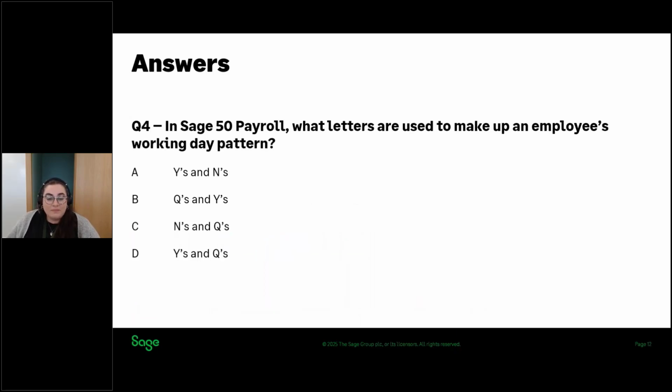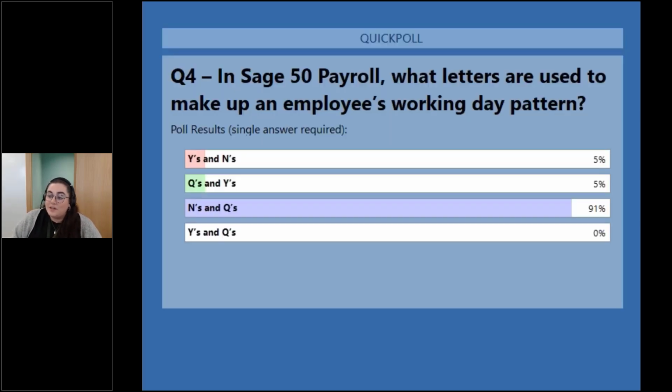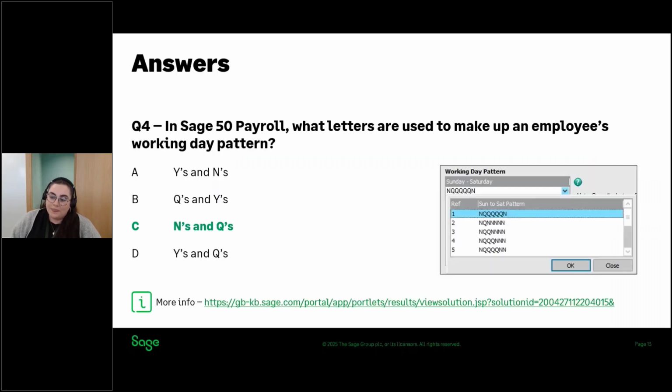And question number 4, in Sage 50 Payroll, what letters are used to make up an employee's working day pattern? 91% of you have said N's and Q's. Let's see if you were all correct. And the answer is N's and Q's. So well done. N, of course, representing non-qualifying days, and then Q representing qualifying days for the working day pattern there. And remember that SSP won't be paid on non-qualifying days. So massive well done to those of you who got those right.